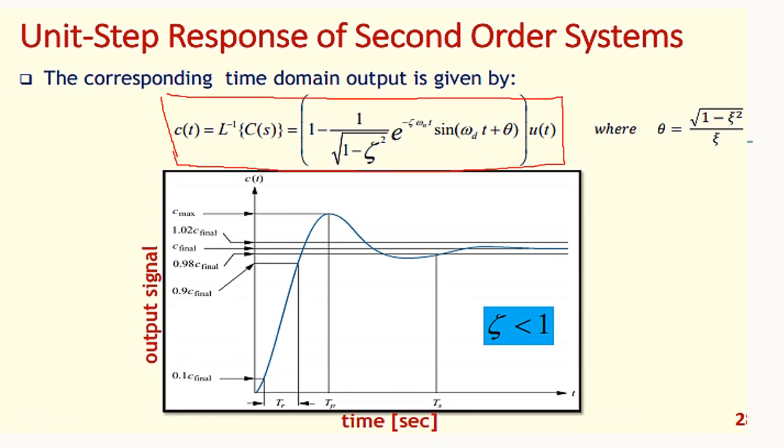So for the underdamped case, when zeta is less than 1, I get a function something like this. That is, c(t) is equal to the Laplace inverse of C(s), which is 1 minus 1 divided by root of (1 minus zeta squared), e to the power minus zeta omega n t, into sine (omega d t plus theta), where theta is the inverse tangent of root of (1 minus zeta squared) divided by zeta. As you can observe, when the damping ratio is less than 1, I get the output response like this.